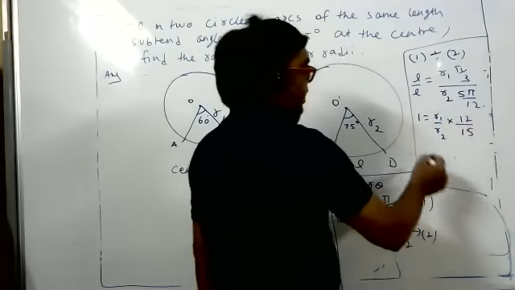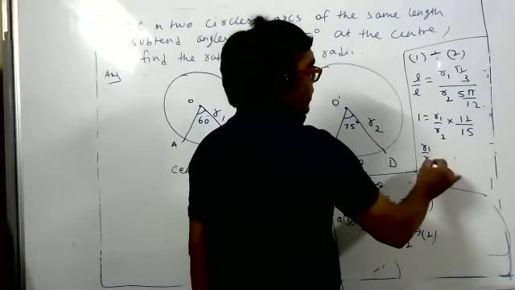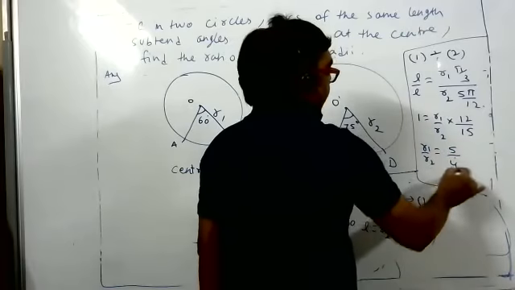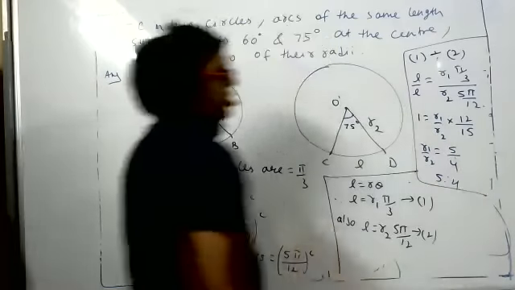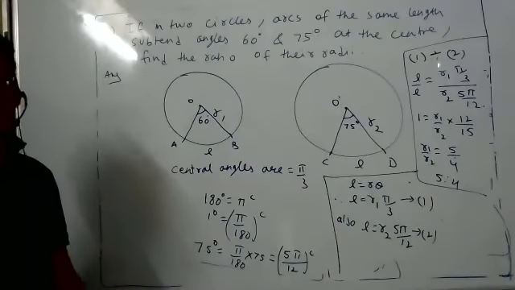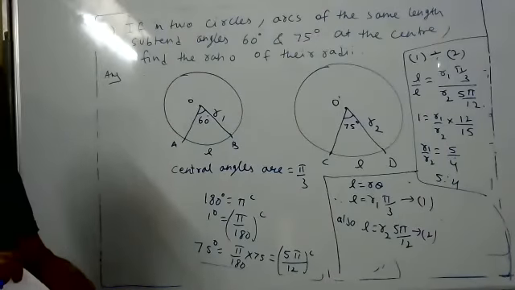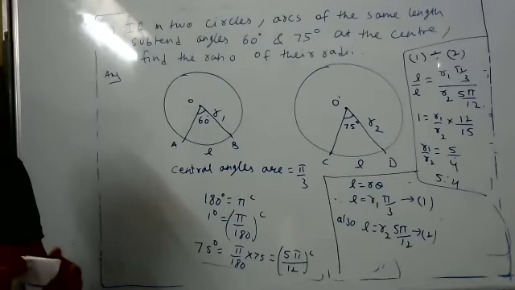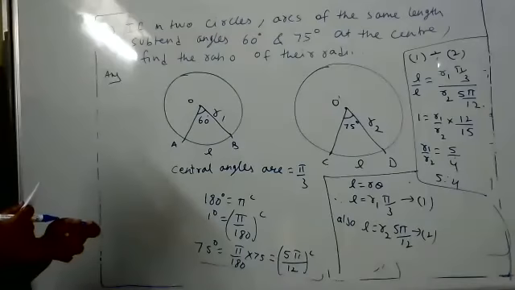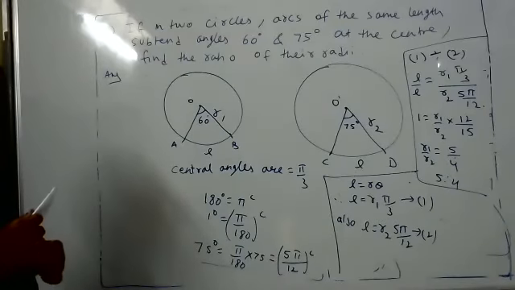Again cancel it and it becomes R1 by R2 is equal to 5 by 4. 5 is to 4. This is the answer. Easy sum only, not difficult. If you say, I can repeat all the steps again. Anybody want me to repeat this? Don't hesitate, students. Even an easy sum I can repeat. No problem.